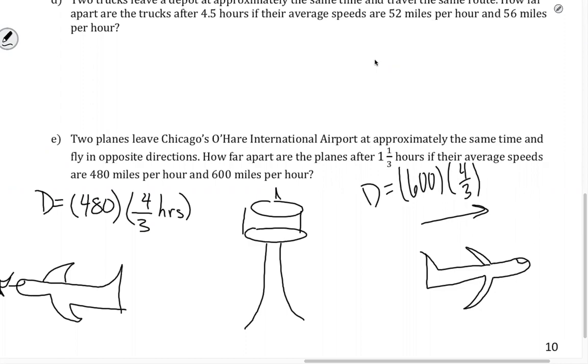So this plane is 160 times 4. Yeah, slowed it down. 640 miles away. And this one's 800 miles away. And if I add the two, my answer is 1,440 miles. So that's how far apart they are.